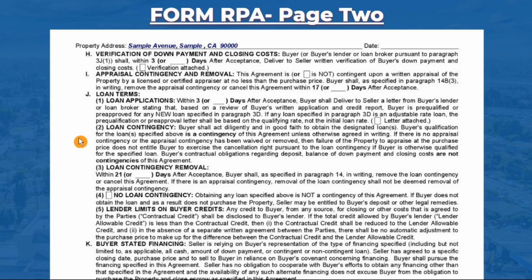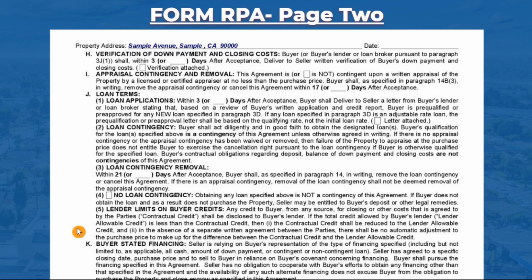This loan contingency section talks about the fact that the buyer will diligently try to get the loan. Section 3 states that the loan contingency removal will be within 21 days or another number of days if agreed upon by both parties after acceptance. And we'll talk more about that when we get to all the loan contingencies later in the agreement as well. You also have the option of no loan contingency, but I don't recommend that, so I normally don't suggest checking this box.